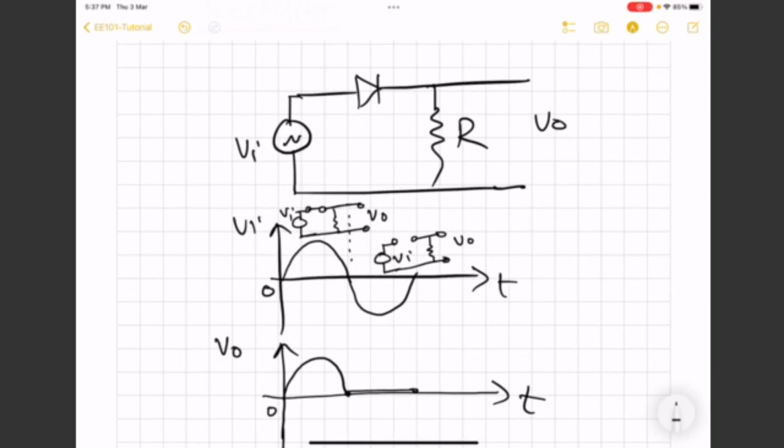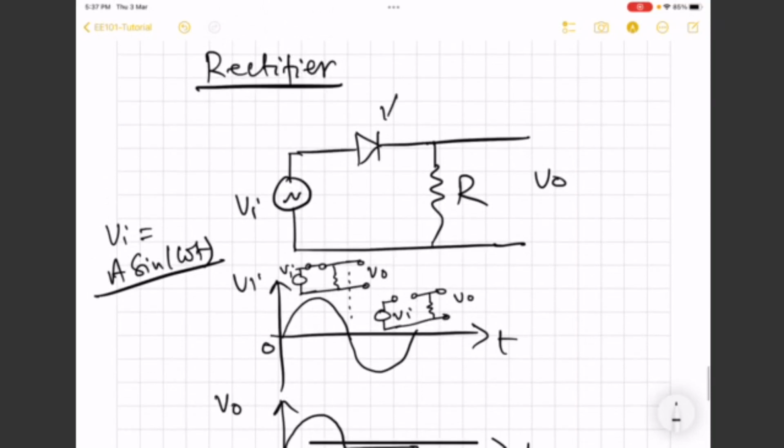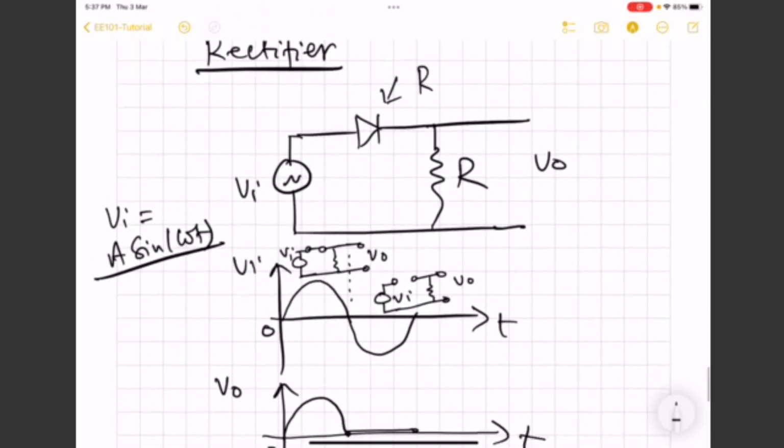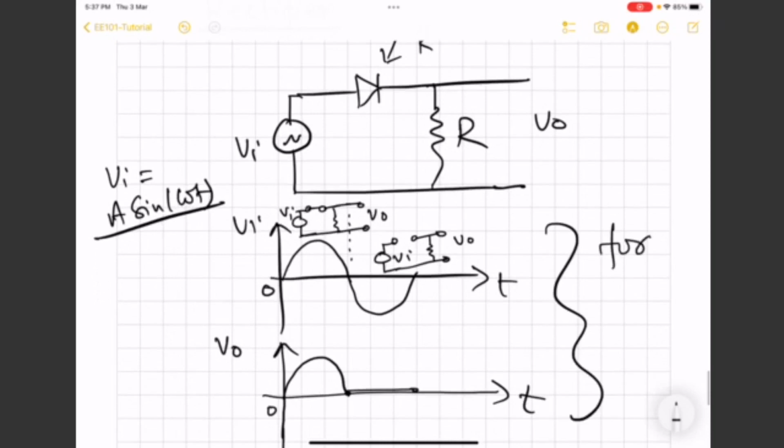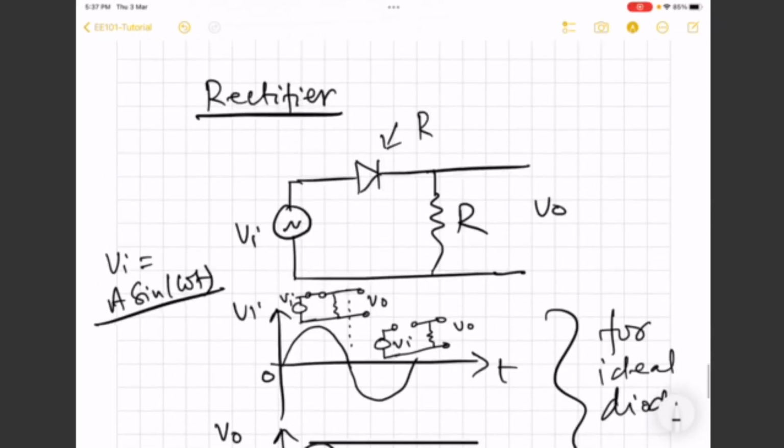So can you point out what is the issue with this? This input in general is going to be like this, A sine omega t. So will it be able to rectify any sinusoid signal, or will there be some restriction, assuming that this diode is real? What we have solved here is for an ideal diode. But when we try to set up this circuit in real life, this is going to be a real diode.